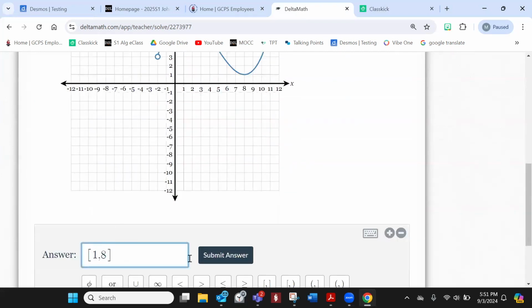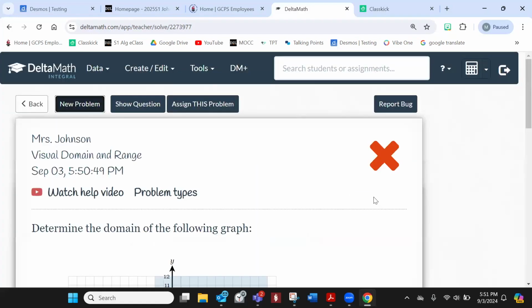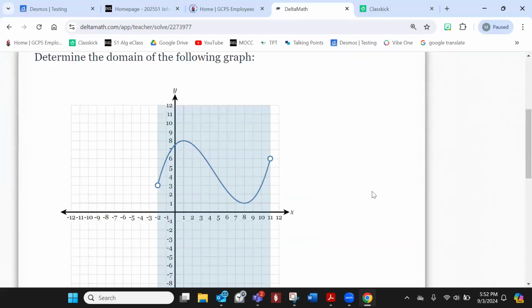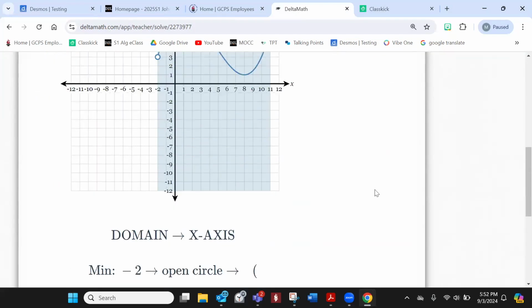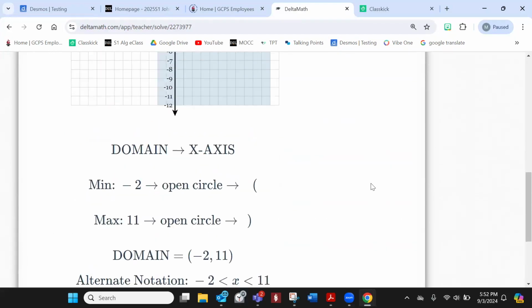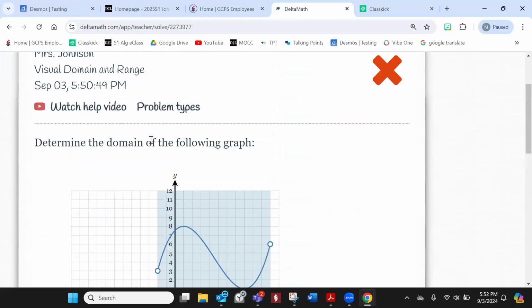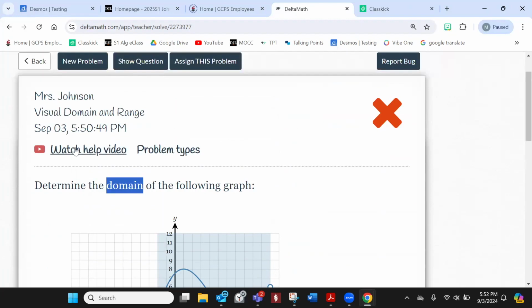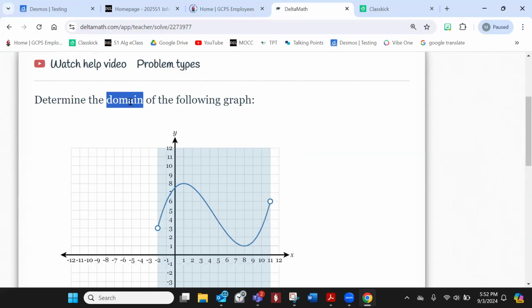And we should be good. Ooh, okay, wait. Did I not do it right? Oh, it says domain. Okay, that's my fault. I forgot to do problem types, y'all, so that's my fault. But because it says domain, the 1 and 8 is not right.